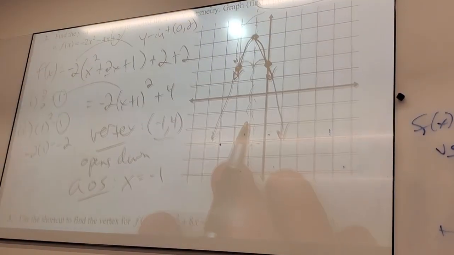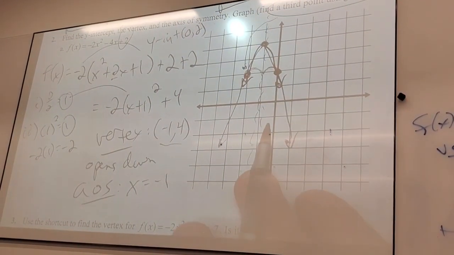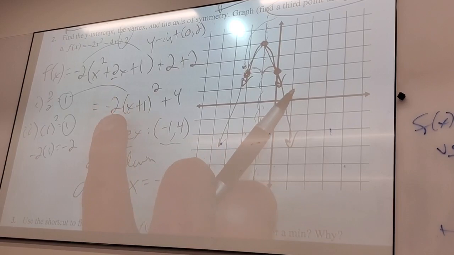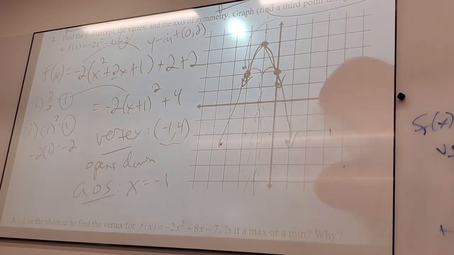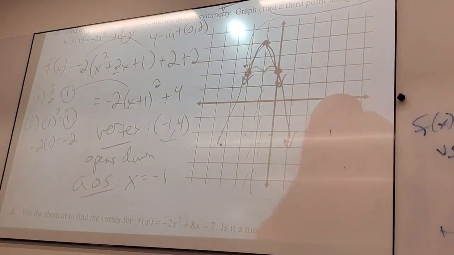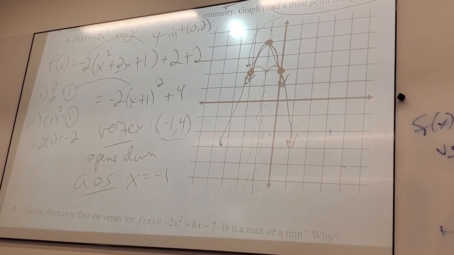Any other questions on this guy here? So there's several things happening, right? You have to understand how to complete the square, understand how to read off the vertex, and then you have to understand how to graph what you found. So there's kind of three main steps to this.